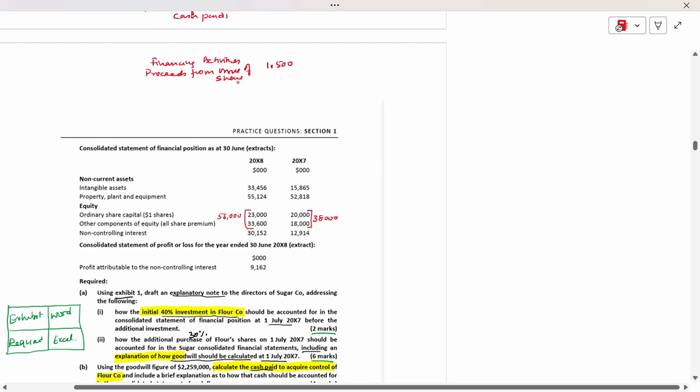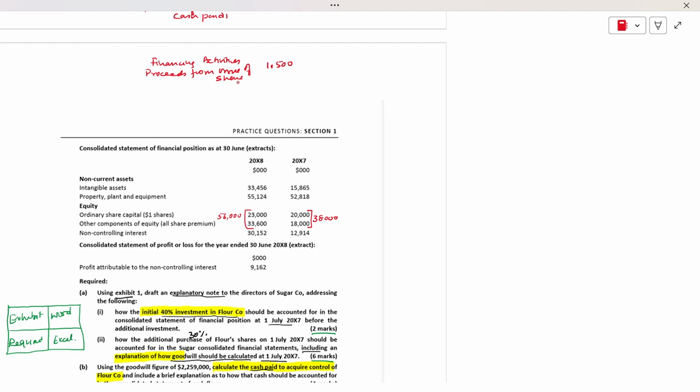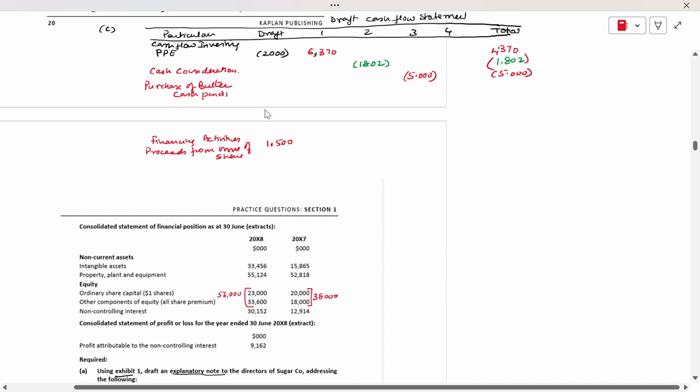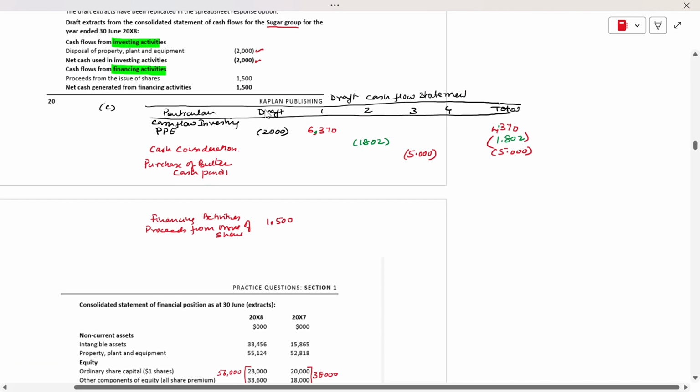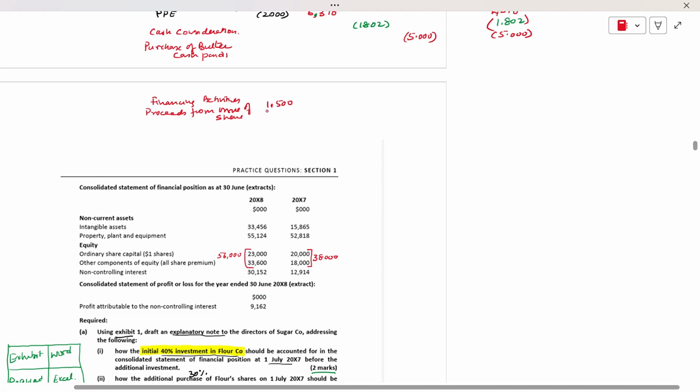How much is the opening? Opening is 38. Closing is 56. How much have we issued in shares? You remember, 9 million. We have issued 9 million. Okay, I am putting this in the working. Here only I will put working 2.